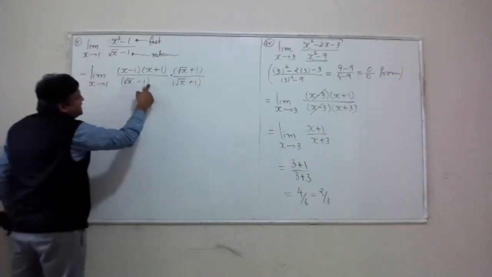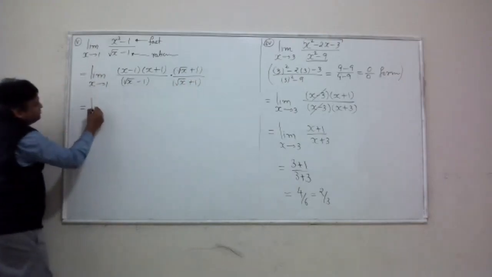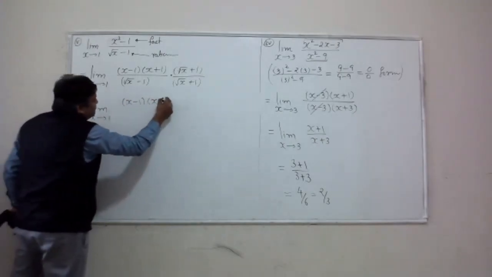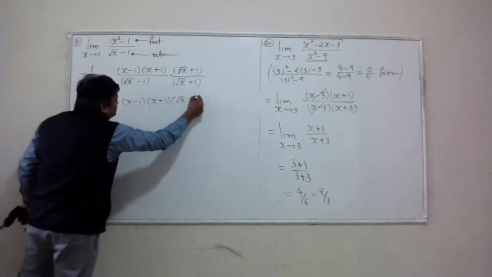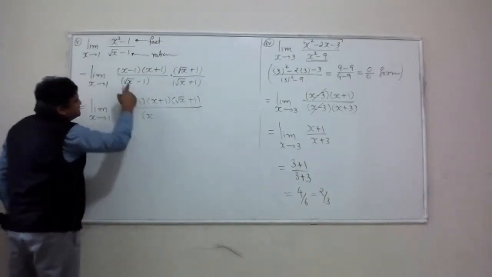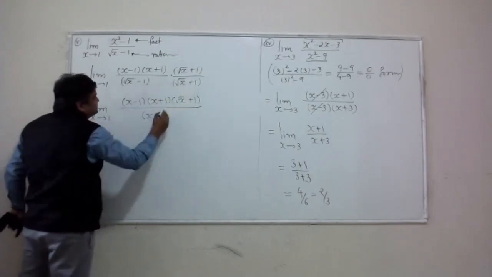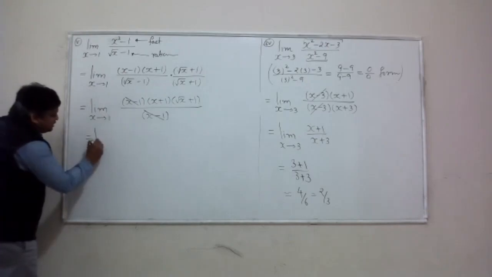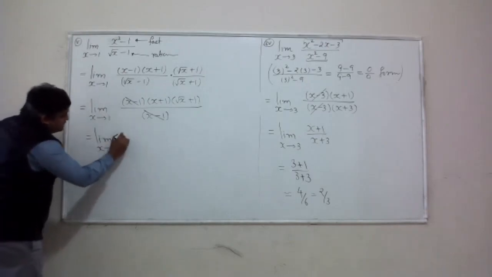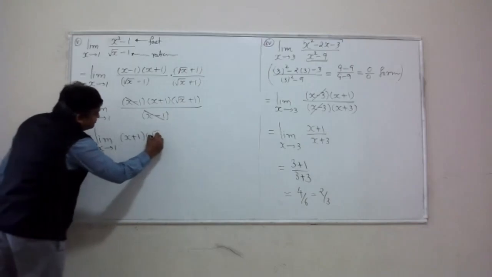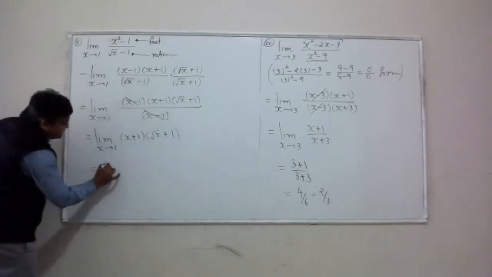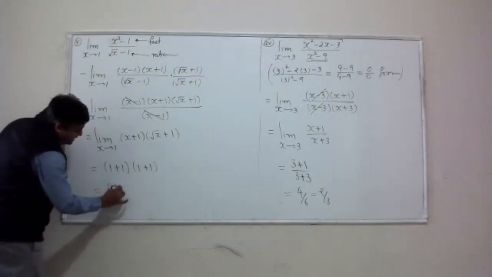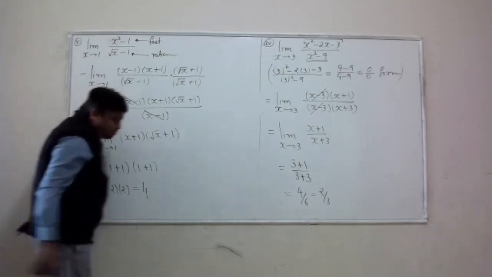Look, a minus b, a plus b is complete in the bottom. You can write it as a square minus b square. So a square minus b square: square root x square is just x, minus 1 square is 1. Look at that, the problematic portion is gone. You can now apply the limit on the remaining part of your function. If you replace x by 1, you get 1 plus 1 in the first bracket, 1 plus 1 in the second bracket. The limit is going to be 4.